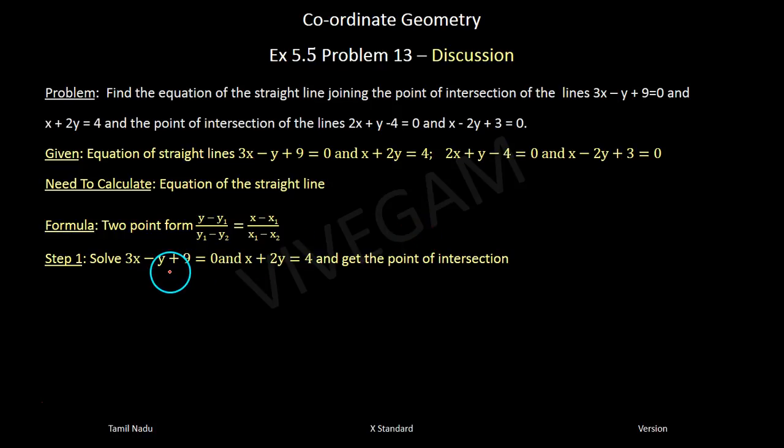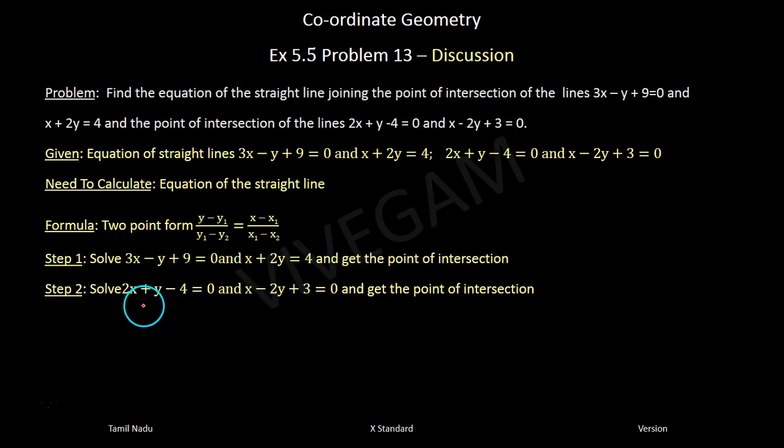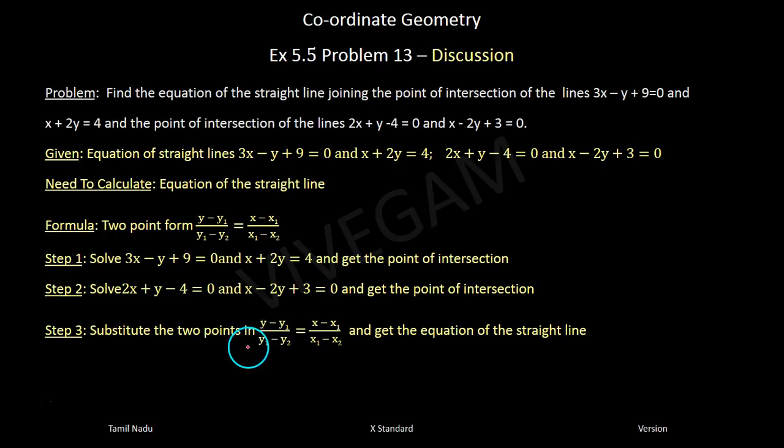Step 1. Solve 3x minus y plus 9 equal to 0 and x plus 2y equal to 4 and get the first point of intersection. Solve the next pair of equations, that is 2x plus y minus 4 equal to 0 and x minus 2y plus 3 equal to 0, and get the second point of intersection. Substitute the 2 points in the two-point form of the equation, which is (y minus y1) by (y1 minus y2) equal to (x minus x1) divided by (x1 minus x2), and get the equation of the straight line. Whatever you get in step 1 is x1, y1. Whatever you get in step 2 is x2, y2. Using those 2 points in this equation, get the equation of the straight line.